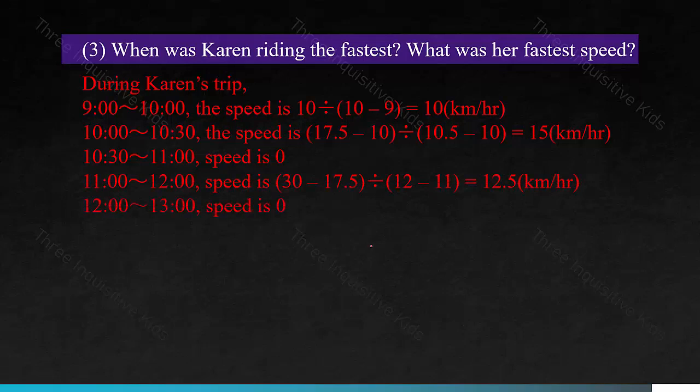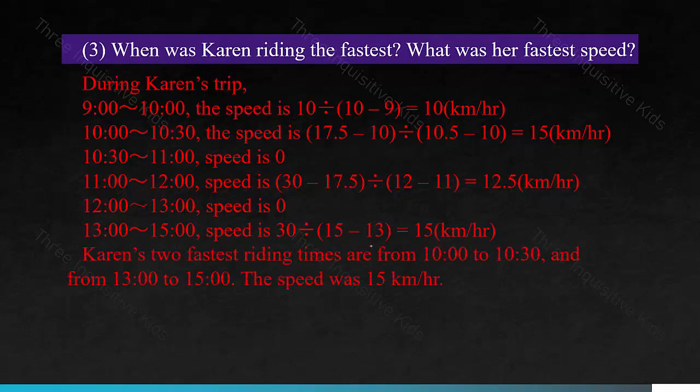From 12 o'clock to 13 o'clock, this is military time, so technically it would be 1 o'clock in the afternoon. Her speed would be 0. From 13 o'clock to 15 o'clock, her speed was 15 km per hour. And Karen's 2 fastest riding times are from 10 o'clock to 10:30 and from 13 o'clock to 15 o'clock. And that speed was 15 km per hour. If you're unsure of how to find the speed, what you're actually doing is you're trying to find the steepness or the slope of the line.